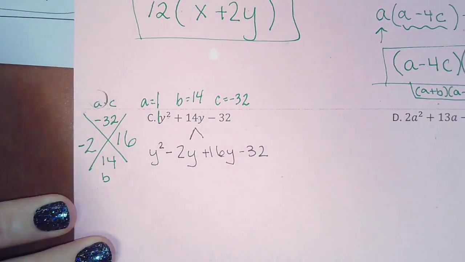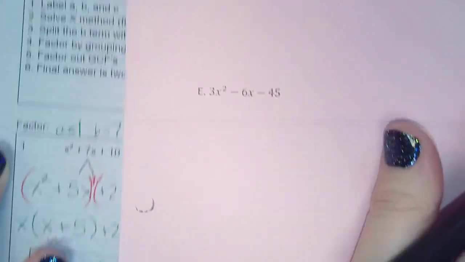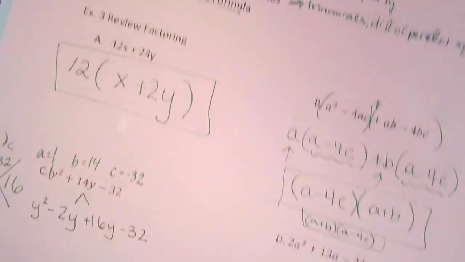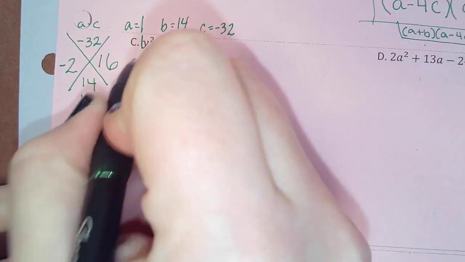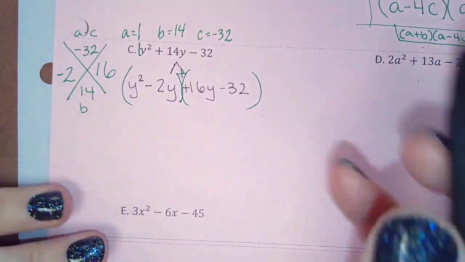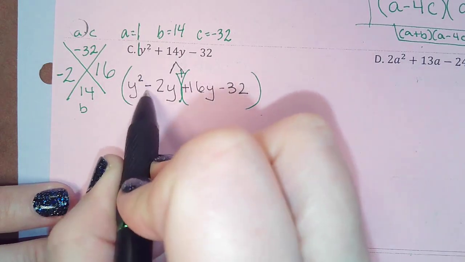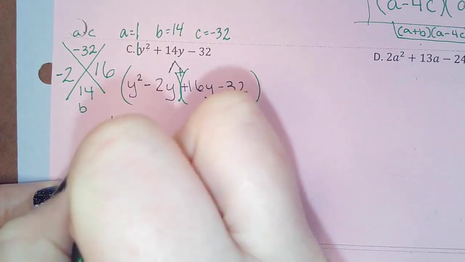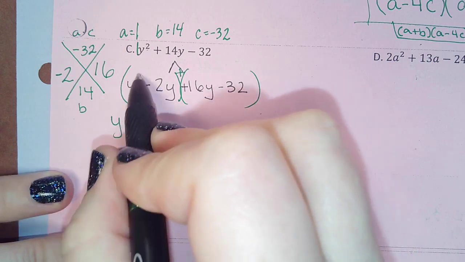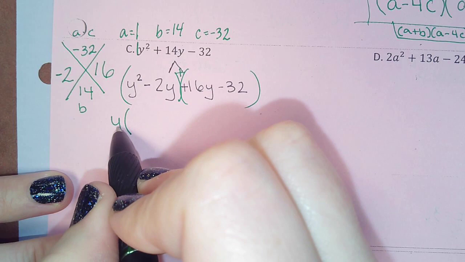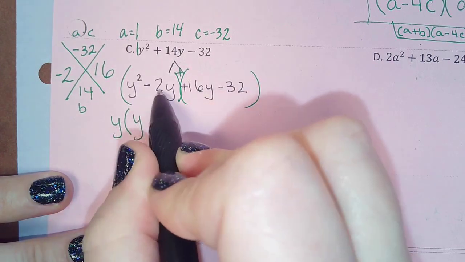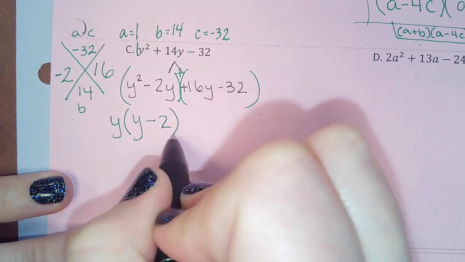Now comes the grouping step. So I'm looking back at my day 2 notes following these steps. First two together, last two together, plus in between them. y squared minus 2y. I'm factoring out a y. So y squared divided by y is y. Negative 2y divided by y is negative 2.